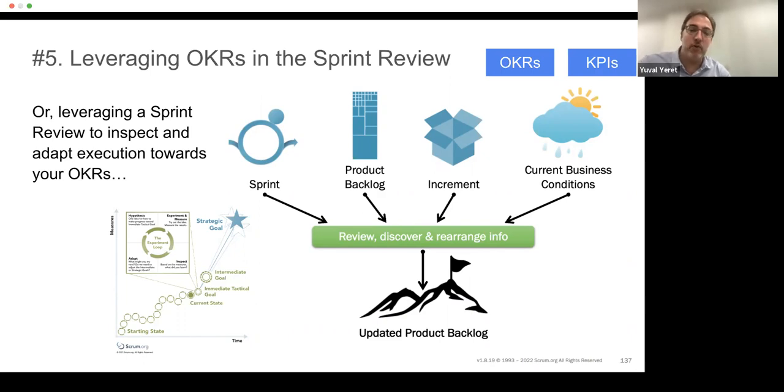So in the sprint review, as a reminder, we don't just look at our increment and the sprint, we also look at what's our product backlog, what's our product goal, what are the current business conditions. And that's a great opportunity to take a look at our OKRs. What are they right now? Are we green on these OKRs? Have we started to work the outcomes that we need? How do the OKRs and the ongoing steady state KPIs of running the business look?